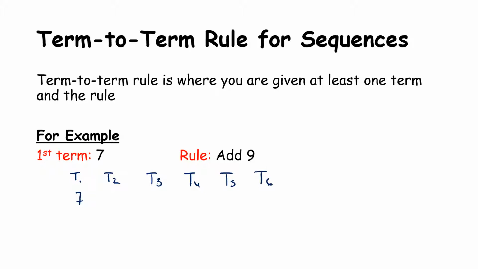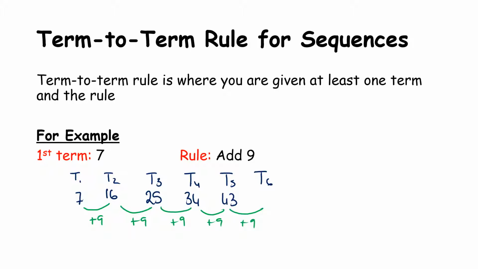So 5 more terms. So they've given me the rule and they've said we add 9. So they've given me that part, and I need to figure out, well, what are my next few terms. So here I get 16, 25, 34, 43 and 52. So this is how we can generate the sequence of numbers.